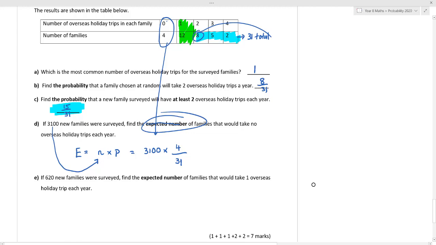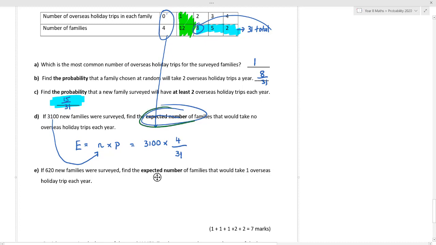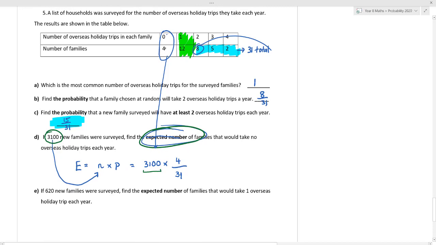And right now, I'm going to do this one just quickly with you here. You've got 3,100 new families surveyed. There's going to be some expectation on how many there are based on our experiment that we've done here. Now, how many would we expect? The expected number is the number of trials, 3,100, so that goes in here, times the probability of no trips. Can you see there that 4 people take no trips out of 31? So that's the probability, P, that's what we're trying to find. So we're going to multiply that probability by how many trials we're doing, 3,100.